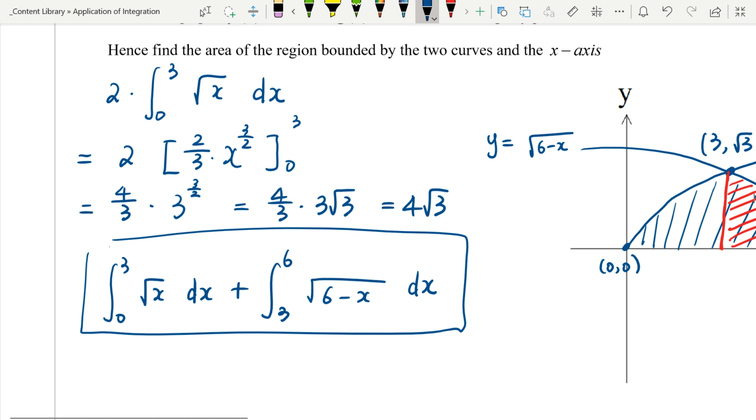Alternatively, we can just use the bottom one. If you can't see the area is half and half, symmetrical, we can just go 0 to 3 and then 3 to 6.